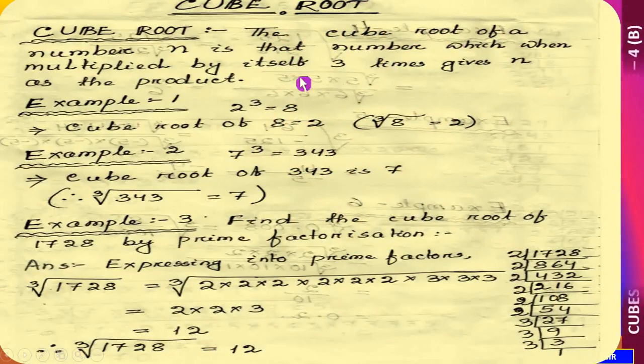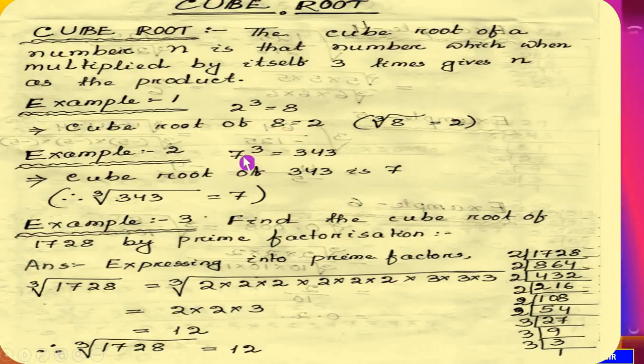The cube root of a number n is that number which when multiplied by itself 3 times gives n as the product. Come to the example. 2 to the power of 3 means 2 into 2 into 2 equal to 8. This implies that you can also write cube root of 8 equal to 2.